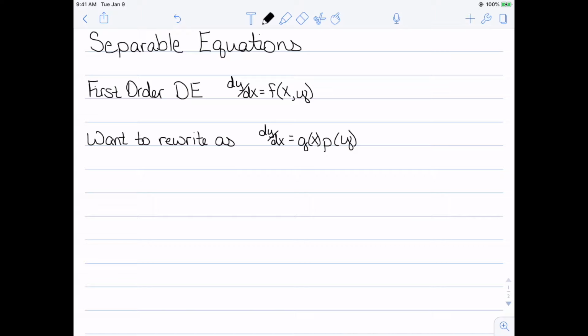So I want to be able to write the function on the right-hand side as something involving only x's times something involving only y's. And ultimately what I really want is to be able to write it as h(y) dy = g(x) dx, where h(y) is 1 over p(y). So let's start with looking at a couple of differential equations and seeing if they are actually separable.